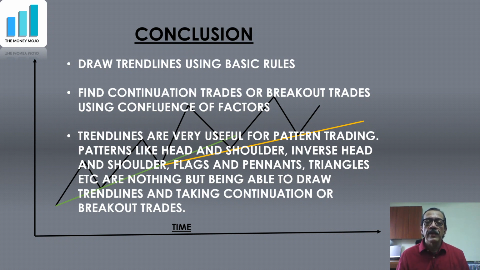If you find a confluence of factors, which is either a moving average helping you at the same time, or a positive or negative divergence in the RSI, then those are better stocks to pick out of the several stocks that might give you trendline continuation or breakout trades.